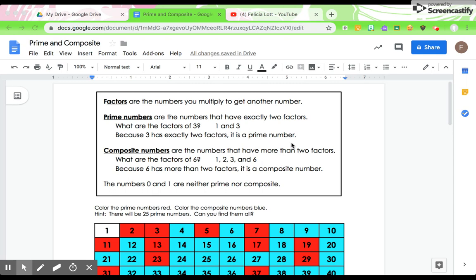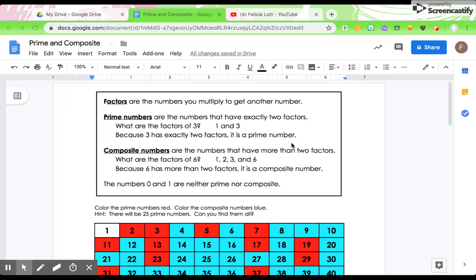Now, there are many prime numbers that we have. 7 would also be a prime number. Why is 7 a prime number? Now let's think. The only multiplication facts that create 7 are 1 times 7. Therefore, 1 and 7 are the only factors of 7, making this a prime number.